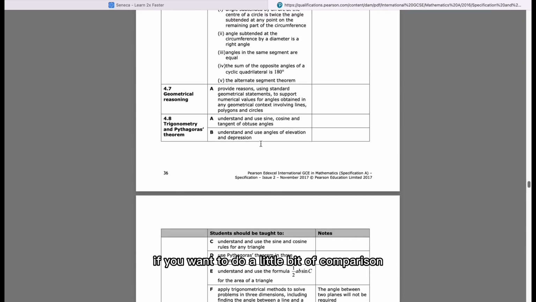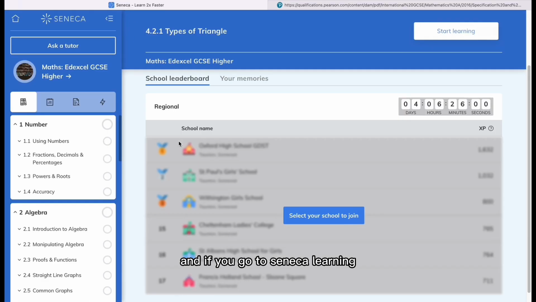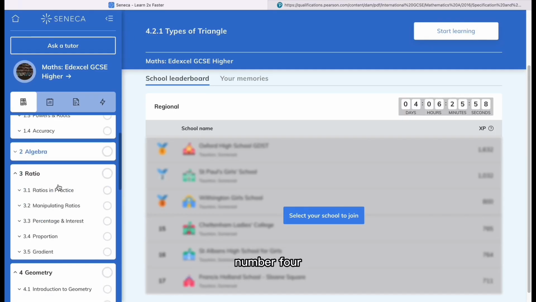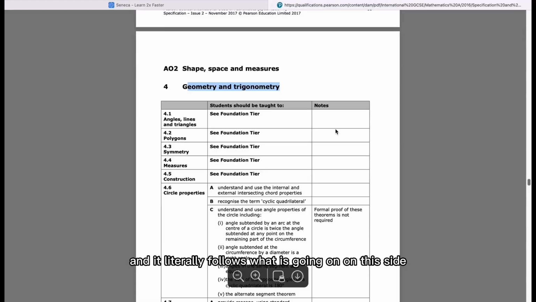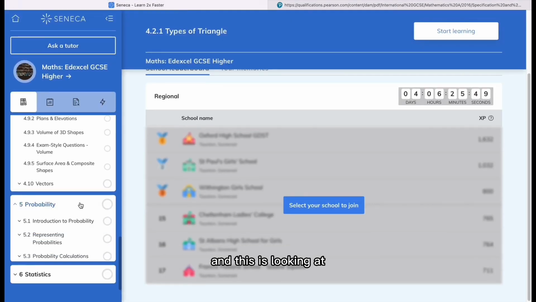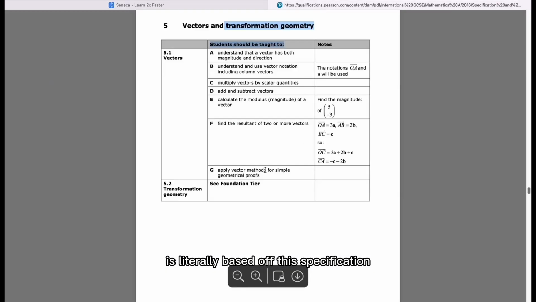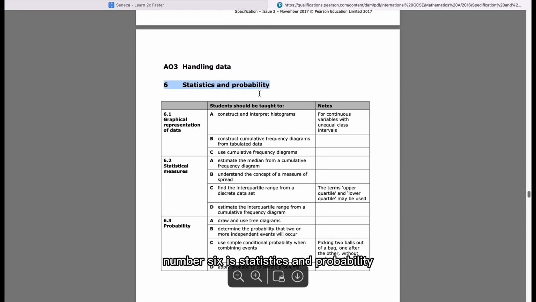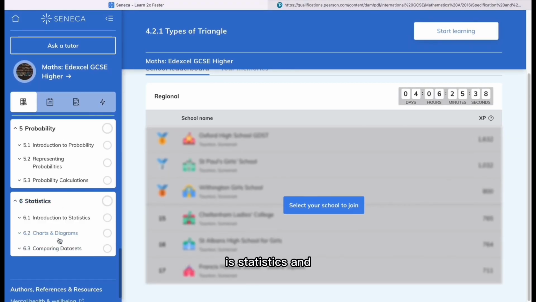And if you look here, if you want to do a little bit of comparison, this is geometry and trigonometry. And if you go to Seneca Learning, number 4 is geometry, and it literally follows what is going on this side. If you look at number 5, vectors and transformation geometry, it's a real similar thing. It's literally based off this specification. If you look at the last part, number 6 is statistics and probability, and number 6 over here is statistics and certain things. They took it as 2 different segments, but you get the picture over here.